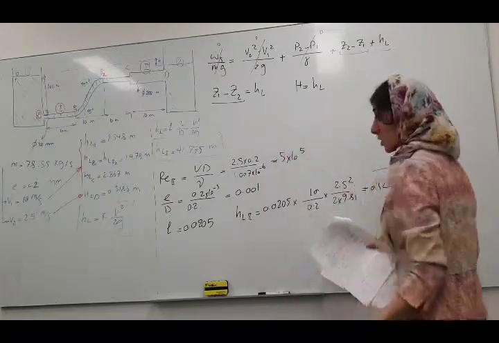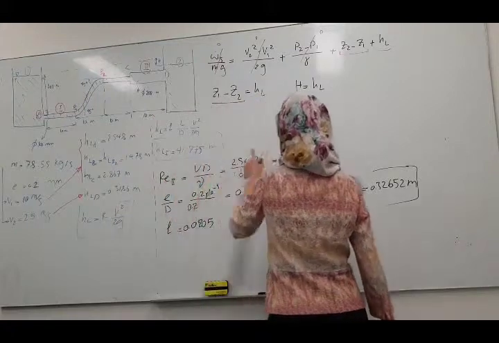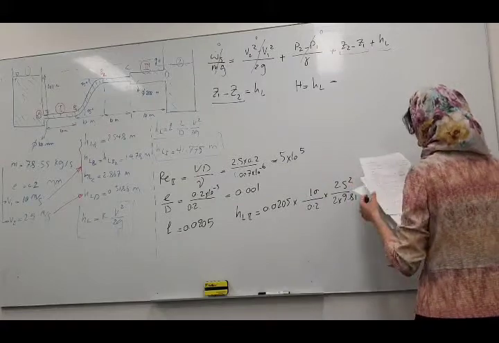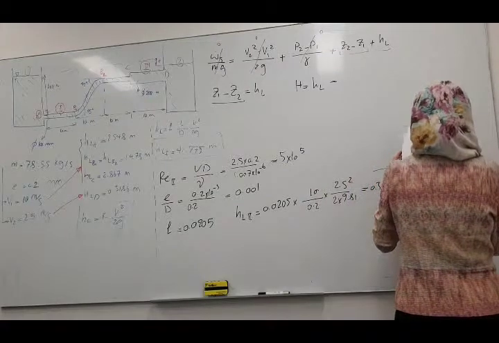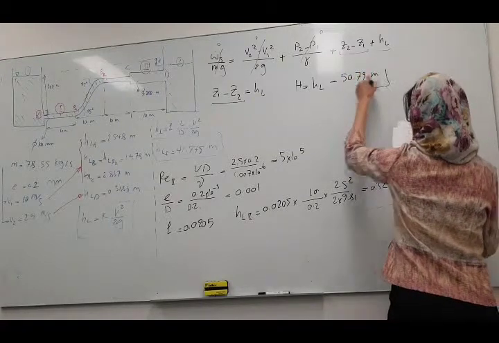HL is the total head loss, so it means the summation of all components. We individually calculate the head loss of them. If I put all of them together, the final answer for the head loss will be about 50.79 meters.